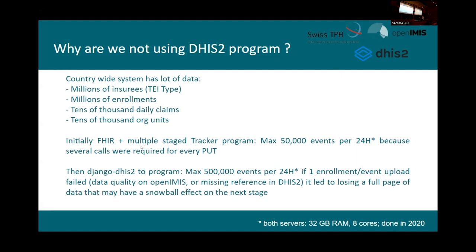To give you an idea, initially when we started with FHIR, we were sending a maximum of 50,000 items in 24 hours. Then we came with another iteration where we could send 500,000 items in 24 hours. The problem is that if you are sending pages to the server and one row of data has an issue, the whole page will fail, and that creates a snowball effect.